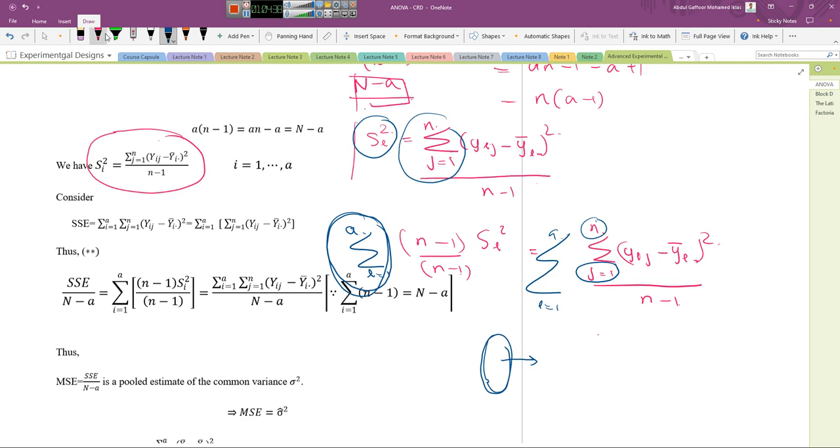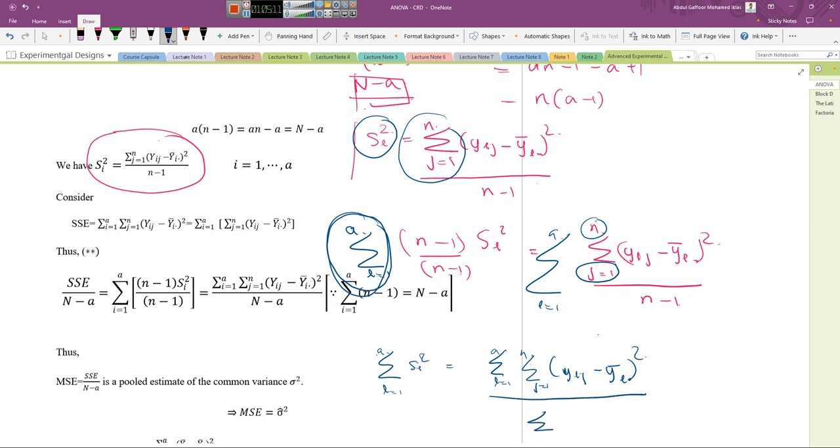Now if I expand this, it will become summation i equals 1 to a of S_i squared, is equal to summation i equals 1 to a, summation j equals 1 to n (y_ij minus y_i dot bar) whole squared, divided by summation, because this summation is for the denominator also, (n minus 1), i equals 1 to a.